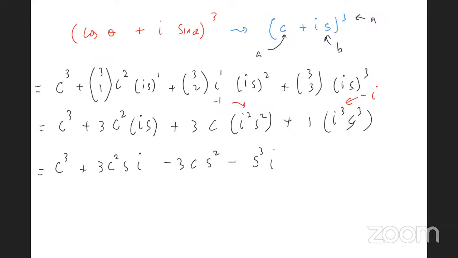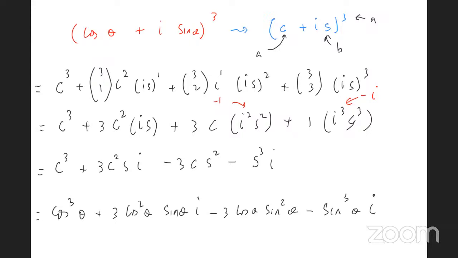Okay? And we can now replace everything, and you're going to get cos cubed theta + 3 cos squared theta sine theta times i - 3 cos theta sine squared theta - sine cubed theta times i. And that's it. That's the way you expand it. And then we're going to take the real parts, and then we're going to take the imaginary parts. And I'll show you what will happen after. Okay, so that's all we're going into now.